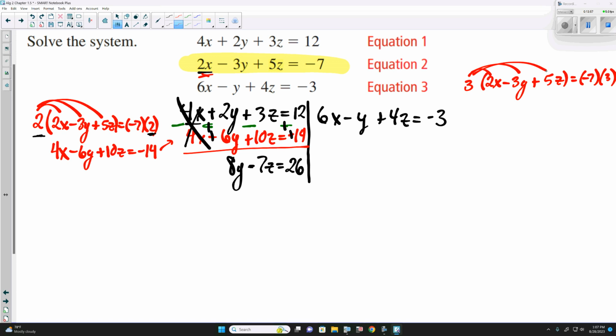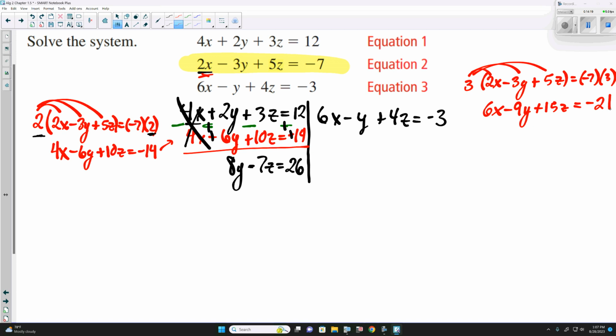So 3 times 2x is 6x. 3 times negative 3y is negative 9y. 3 times 5z is plus 15z. And negative 7 times 3 is negative 21.